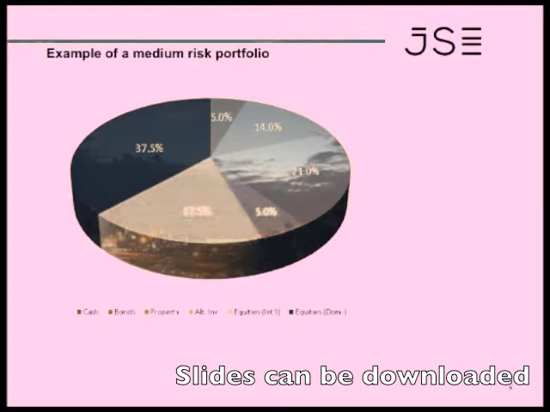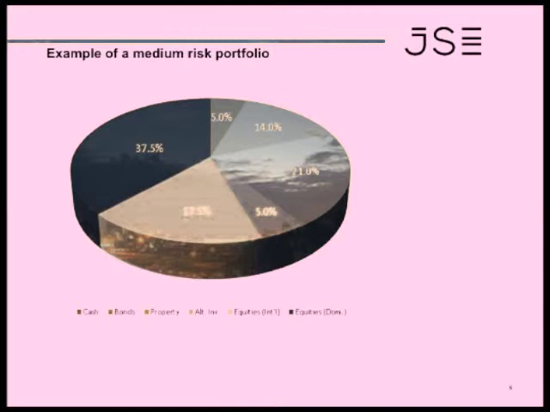Next up is bonds, 14%. You need those bonds. They're going to give you some yield. They're going to give you some safety. You know, they are government backed. Then we have property, 21%. That gives you a bit of capital appreciation, gives you yield from your property, so a bit of income there.